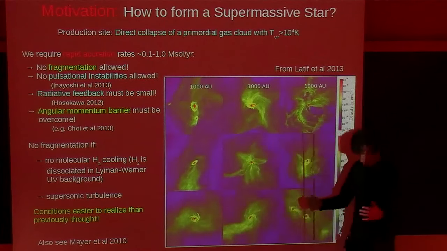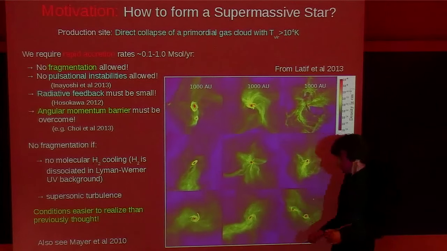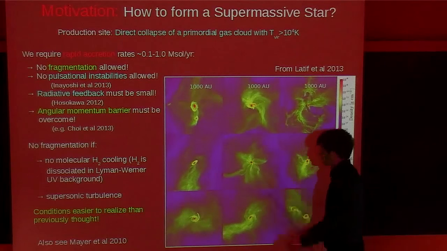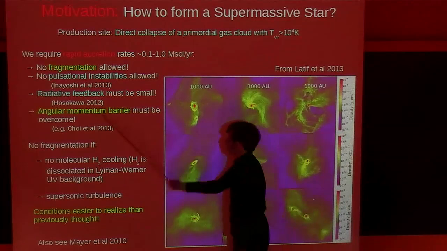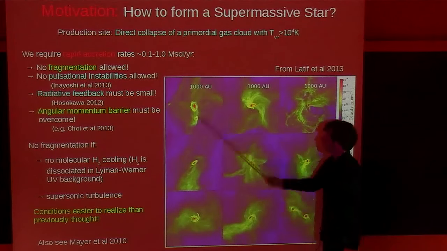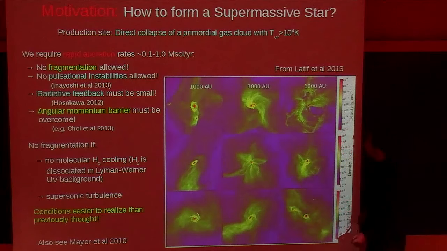You know, because the primordial gas cloud may initially have substantial amounts of angular momentum, and as it collapses, you eventually reach the angular momentum barrier, and that needs to be overcome. Otherwise, you will never form a central object at the center.